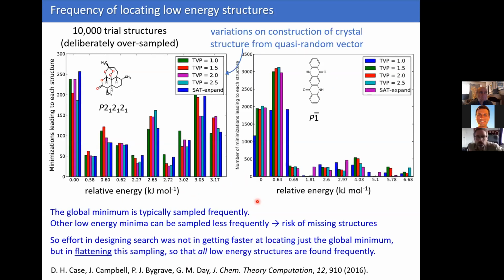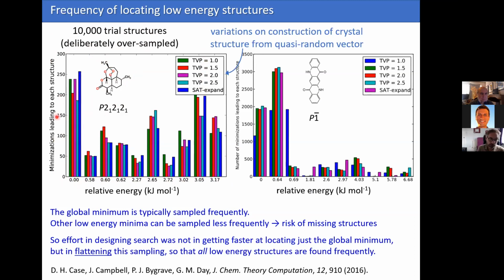So these are some plots to show some things that we have to worry about when we do these searches. Here, for this molecule that we've been looking at, MACSMIN, we've deliberately oversampled just so we can gather better statistics. We do 10,000 energy minimizations. Each of these sets of bars, where the different colors are different variations on our method, shows the number of times we've hit each energy minimum, and the energies of the minima are shown on the horizontal axis. So these are the 10 lowest energy structures for that molecule.